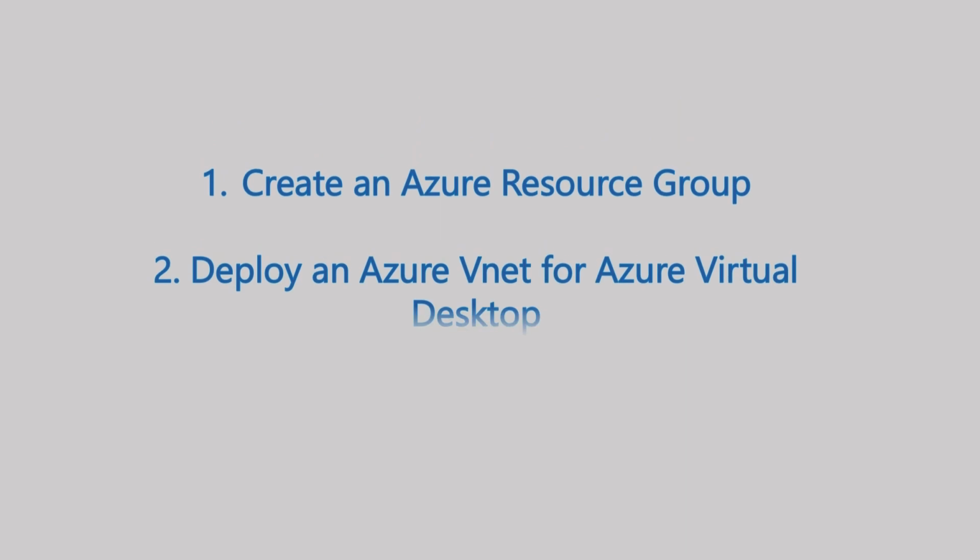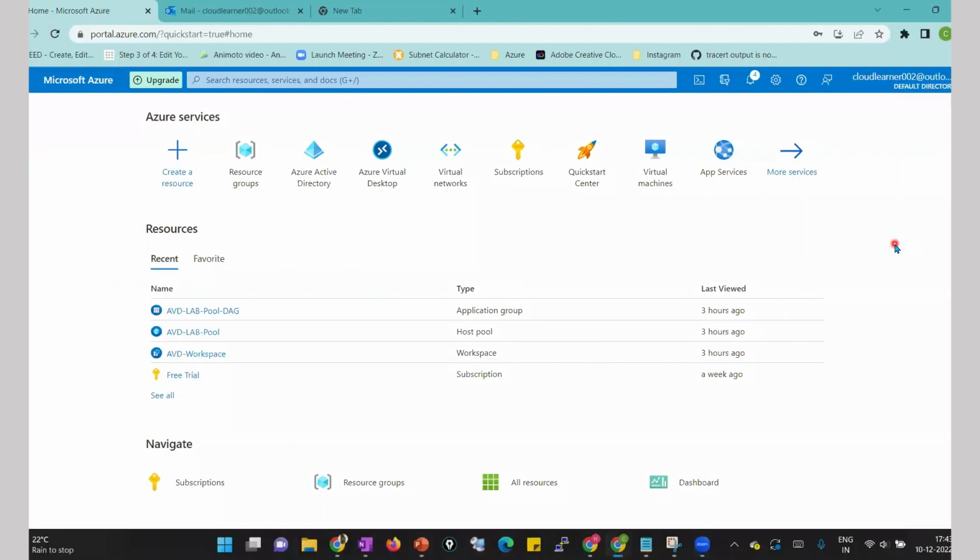First, we will create an Azure Resource Group. After that, we will deploy an Azure Virtual Network inside our resource group, using which we will create an Azure Virtual Desktop. So let's go into Azure Portal.